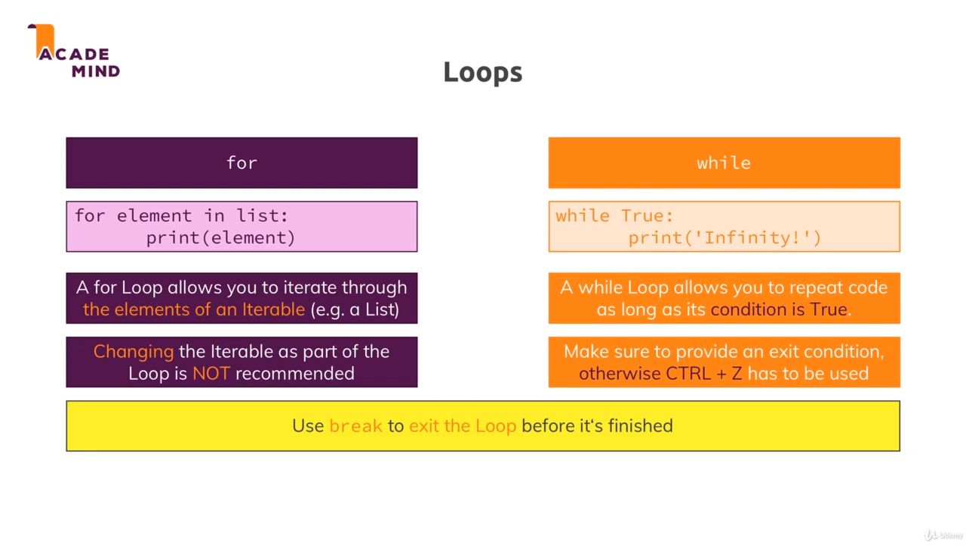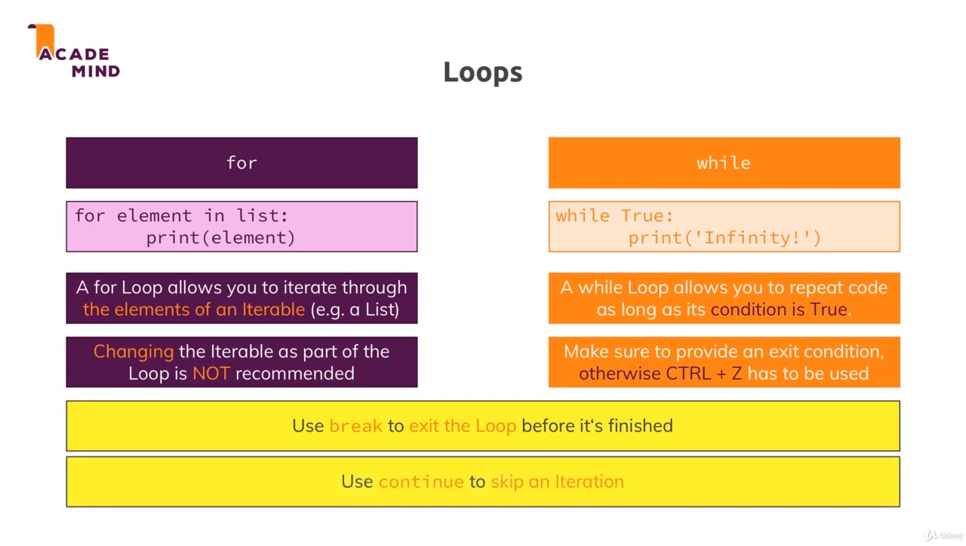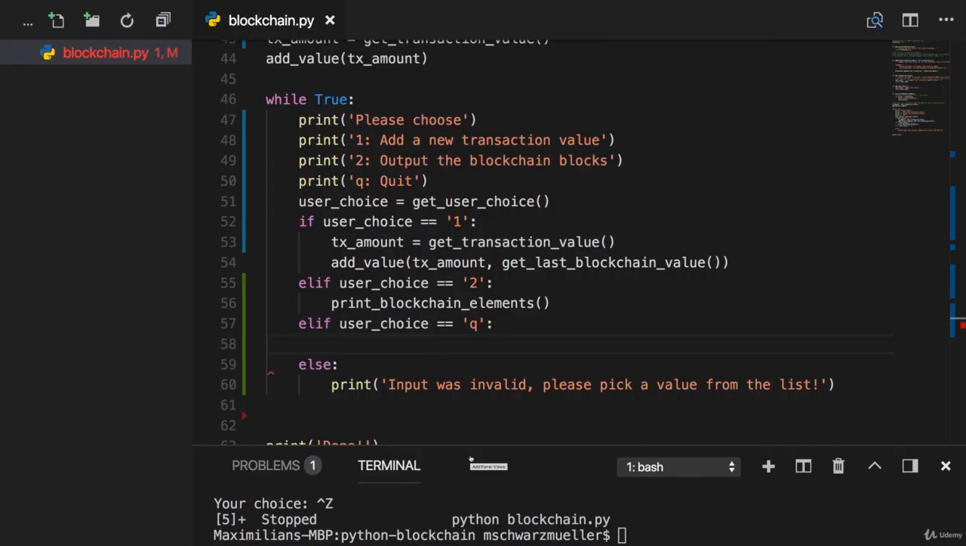There, by the way, also is the continue keyword to just skip one iteration. So to continue in the loop, but skip the current iteration. We'll have a look at that too. So the break keyword is perfect for what we're trying to do.